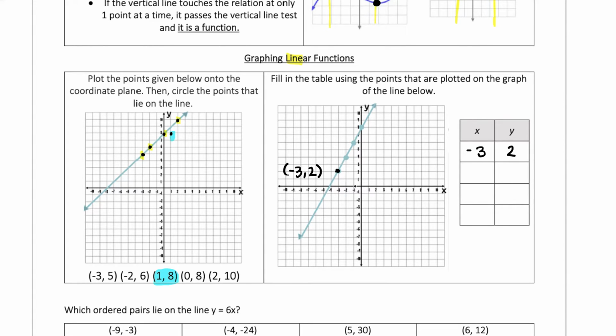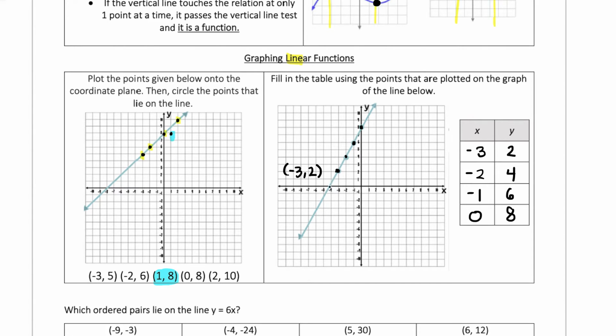The next point that I see is 2 spaces to the left of the origin, so -2, and it's up 4 spaces. So we have -2, 4. Then we have a point that is 1 space to the left of the origin, so -1 for x, and up 6 spaces on our y-axis. The last point is on the y-axis, so we did not move at all on our x, which is 0, but we went up 8 spaces on our y-axis.